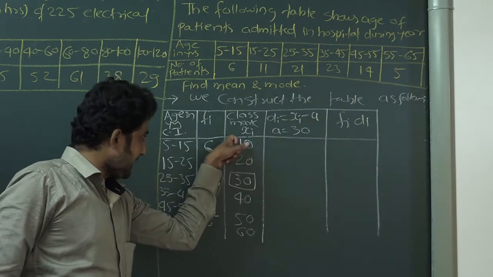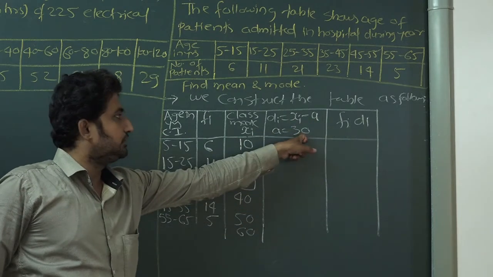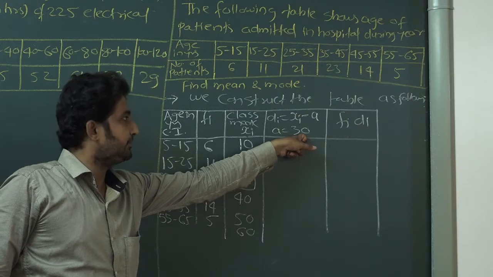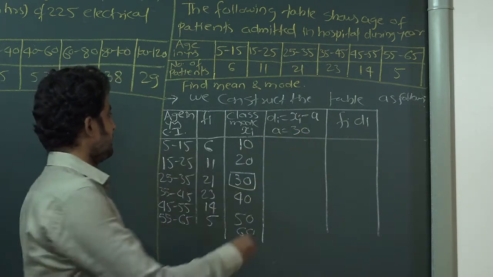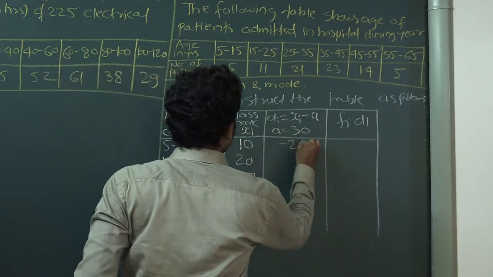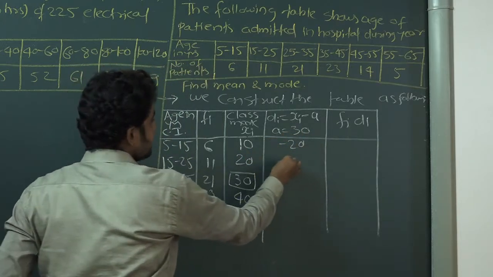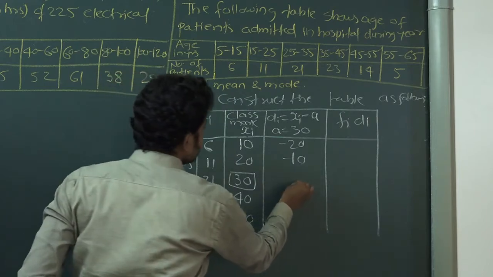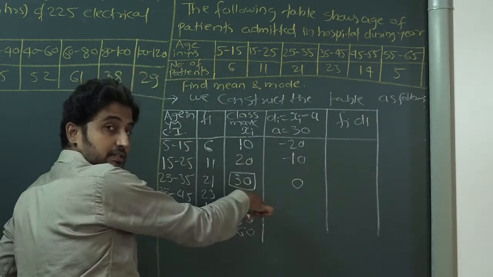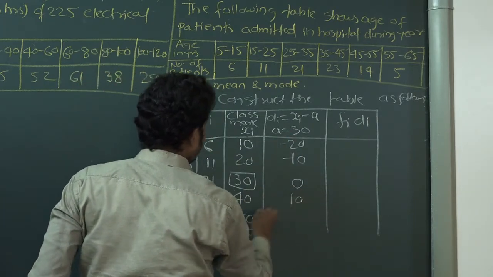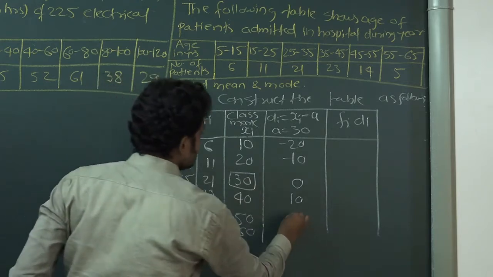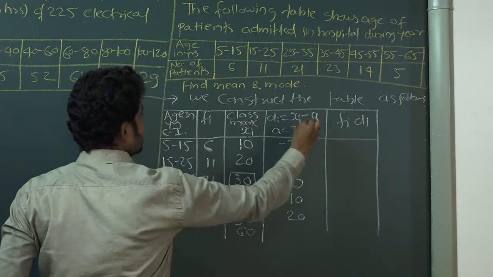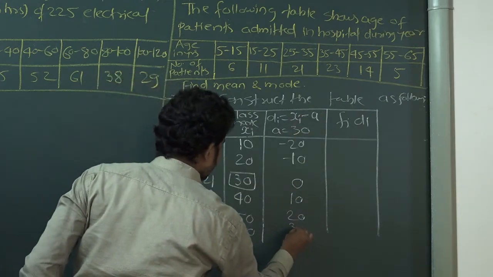We have to subtract 30 from every value of this xi. So 10 minus 30, that becomes minus 20. 20 minus 30, that becomes minus 10. 30 minus 30, that becomes 0. 40 minus 30, that becomes 10. 50 minus 30, that becomes 20. And 60 minus 30, that becomes 30.